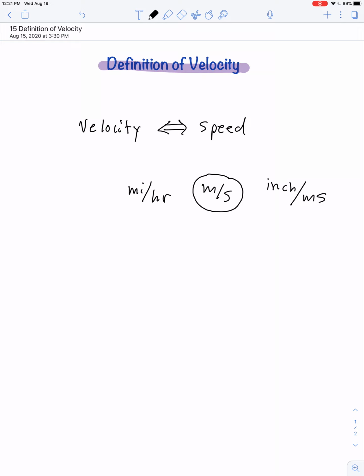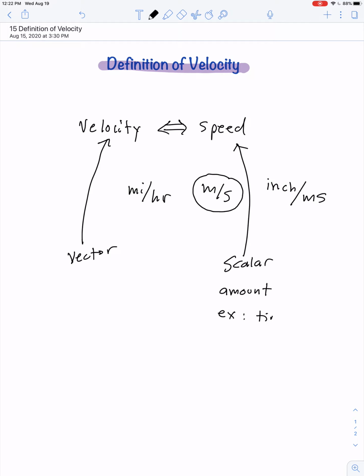So if they're both measured in the same units, then what distinguishes the two? Well, velocity is what's known as a vector quantity, whereas speed is a scalar quantity. So a scalar quantity is anything whose measurement is expressed exclusively as some amount. Okay, so what are some examples? Time is a scalar quantity.